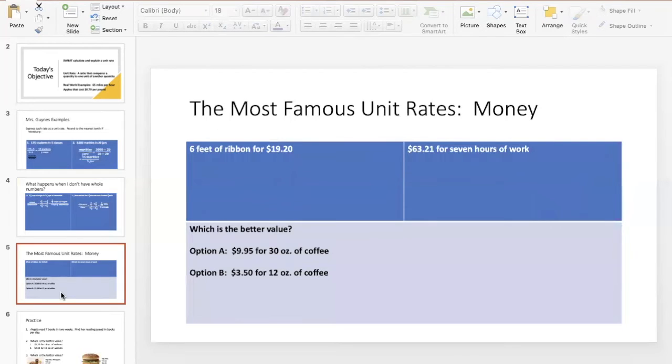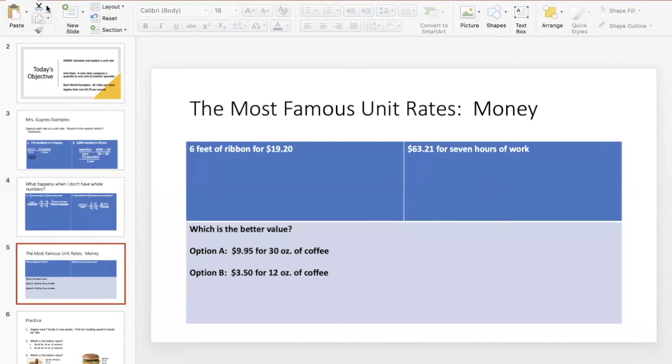All right, let's take a look at 3 more examples. Now here we have the most famous unit rates, and the most famous unit rates have to do with money. So let's look at this first one. Go ahead and write this down. 6 feet of ribbon for $19.20.